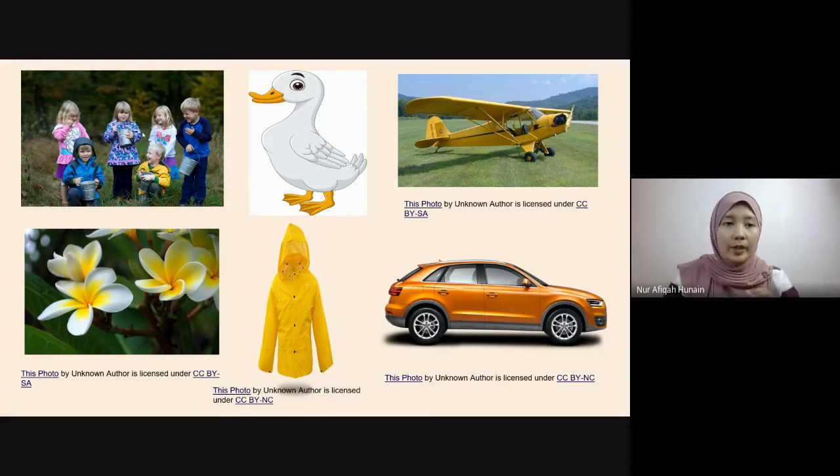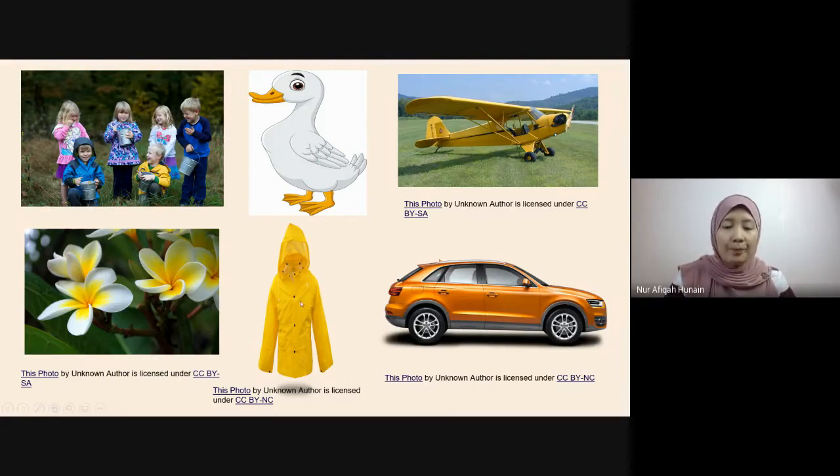Okay, even though the kids, flowers and this animal, you may not observe any similar physical characteristics, actually these three we can classify into living things. Okay, because they can move, can breathe, reproduce, and so on, based on the characteristics of living things.